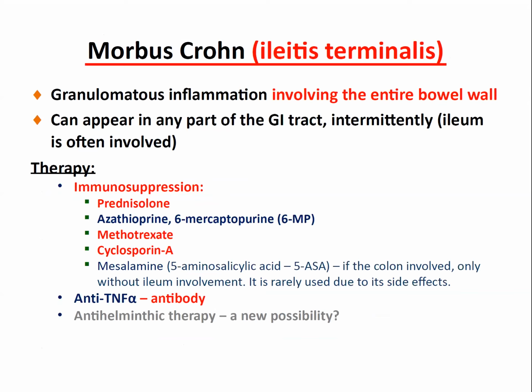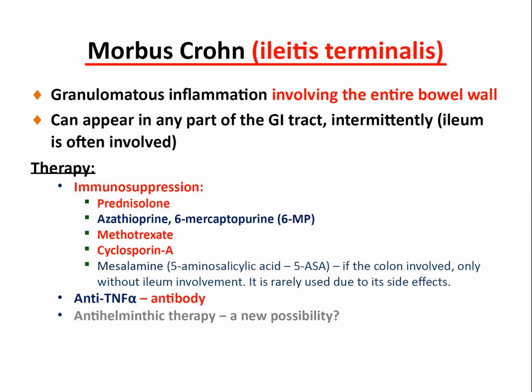Now, let's see specifically Crohn disease, that is called ileitis terminalis. That's a granulomatous inflammatory disease that usually involves the entire bowel wall. However, mostly the ileum is affected. And the therapy, that's an immune-mediated process, so immune suppressors such as prednisolone or methotrexate or cyclosporine could be used.